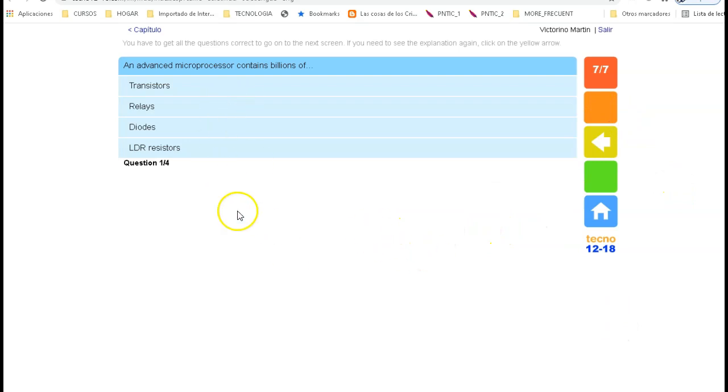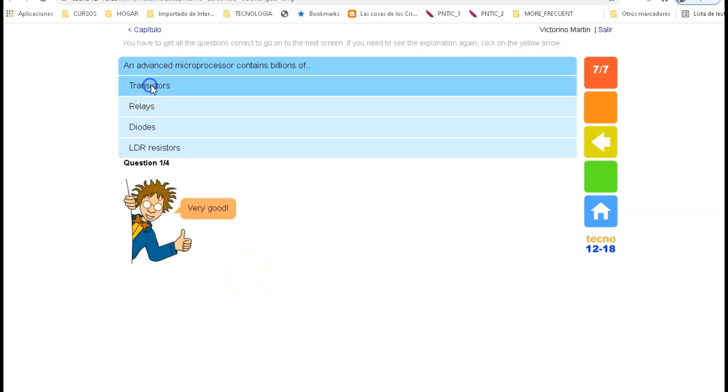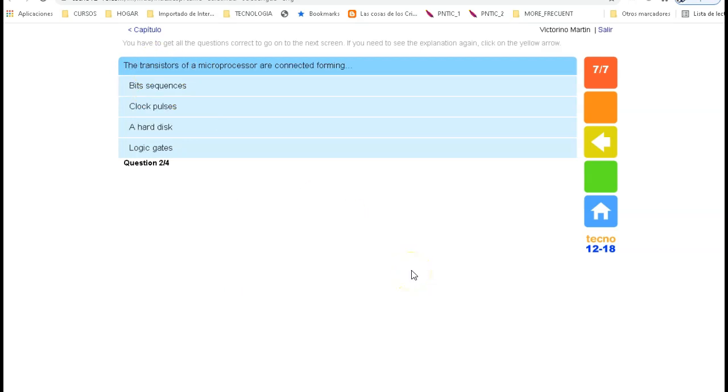And question for you, Lorenzo. An advanced microprocessor contains billions of relays, LDRs, diodes, or transistors? Transistors. The transistors of a microprocessor are connected, forming logic gates. Bits are sequences, and a bit is the information. Logic gates. Yes.